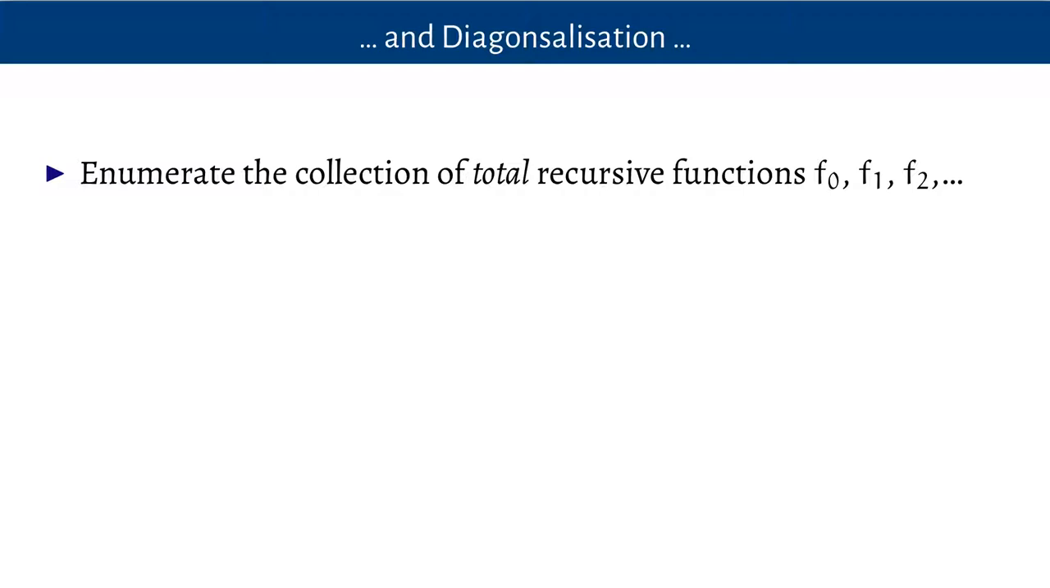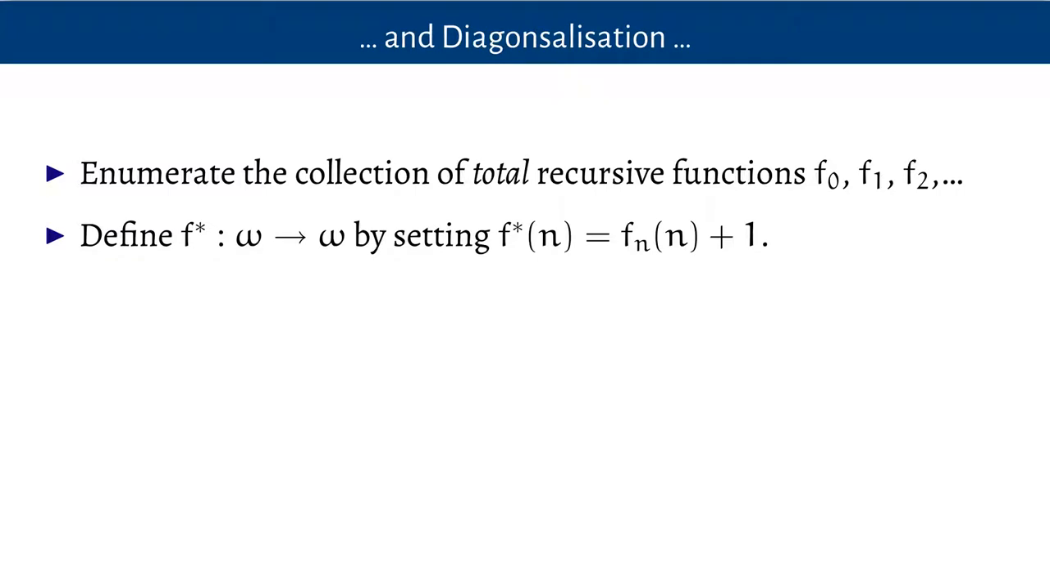We know that there are countably many total recursive functions from numbers to numbers, so we could enumerate them, f0, f1, f2, f3, etc. That's an enumeration of the functions from numbers to numbers. And then we could define this very particular function, which I'll call f star, by setting f star of n to be the nth function on my list applied to the number n and add 1. That's clearly a function from numbers to numbers.